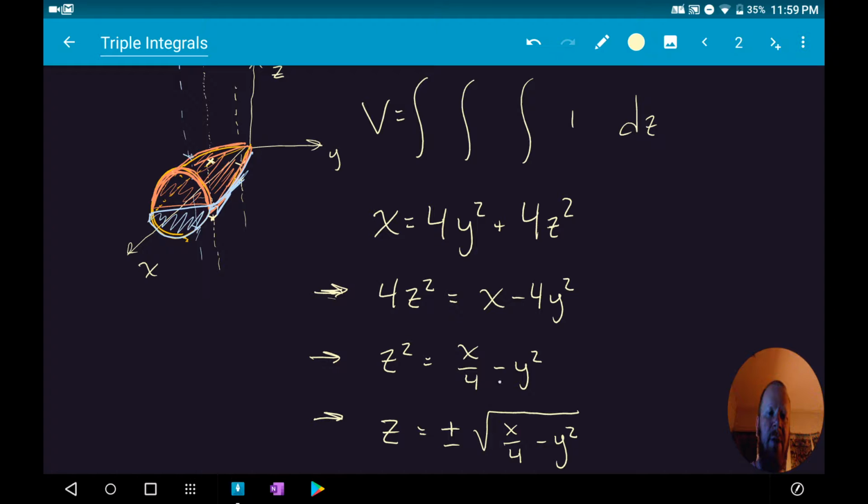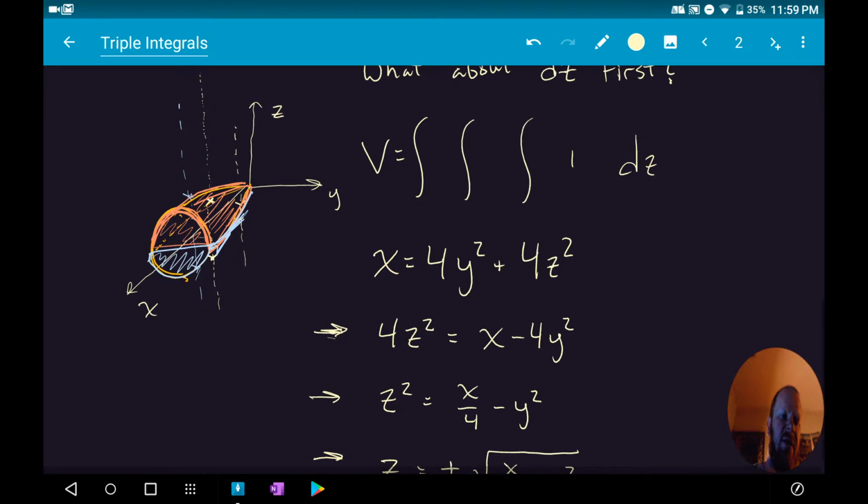So that's going to be my first integral, right? My function on top, f, is the positive one, and then g is my negative one, if you want to think of it that way. So this is going to be positive square root of x over 4 minus y squared, and this is going to be negative square root of x over 4 minus y squared.